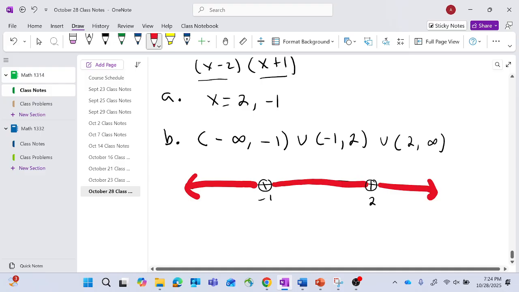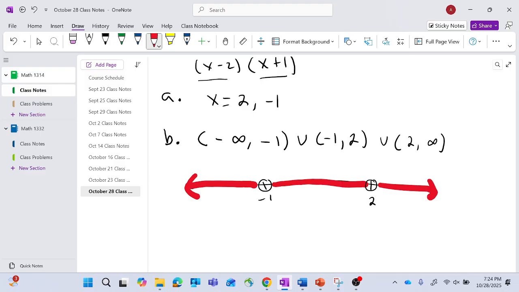Your domain will be everything but those two numbers. So on a number line, this is what it's going to look like. It's going to be shaded everywhere but these two. So if you want to write this in interval notation, it starts at negative infinity all the way to negative 1, but not including that. Then negative 1 to 2, not including the 2. Then 2 to infinity, and that's it. Make sense, guys? Any questions or anything? Okay, let's keep going.